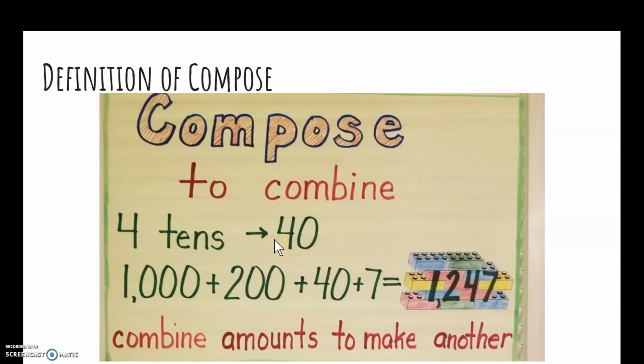Hopefully you got the definition of compose by looking at the picture. Compose means to combine, to put together. If you have your hands, grab them together and combine them. 4 tenths makes up 40. And if you look at 1,000 plus 200 plus 40 plus 7, it equals 1,247. It's like you're building with Legos. Combine amounts to make another, like building a building. So compose is to combine, put together.